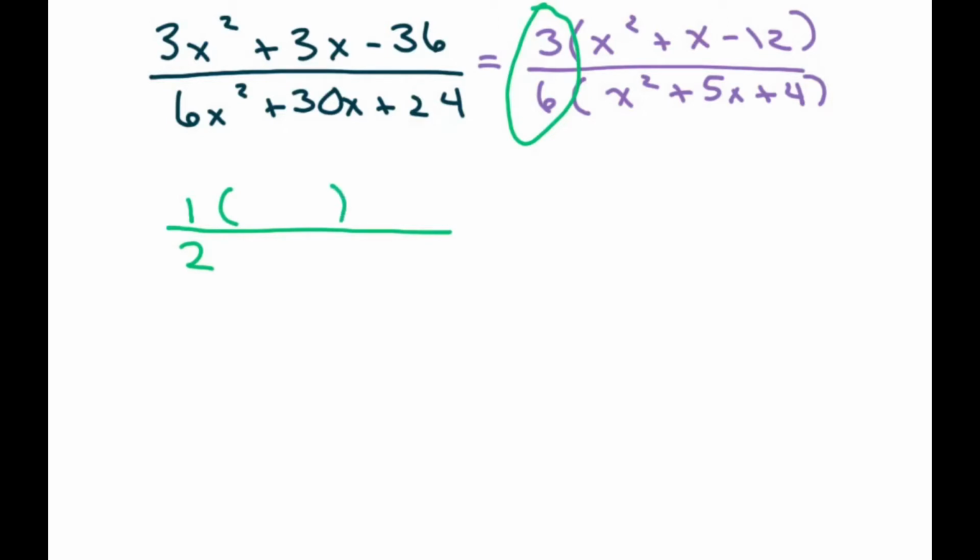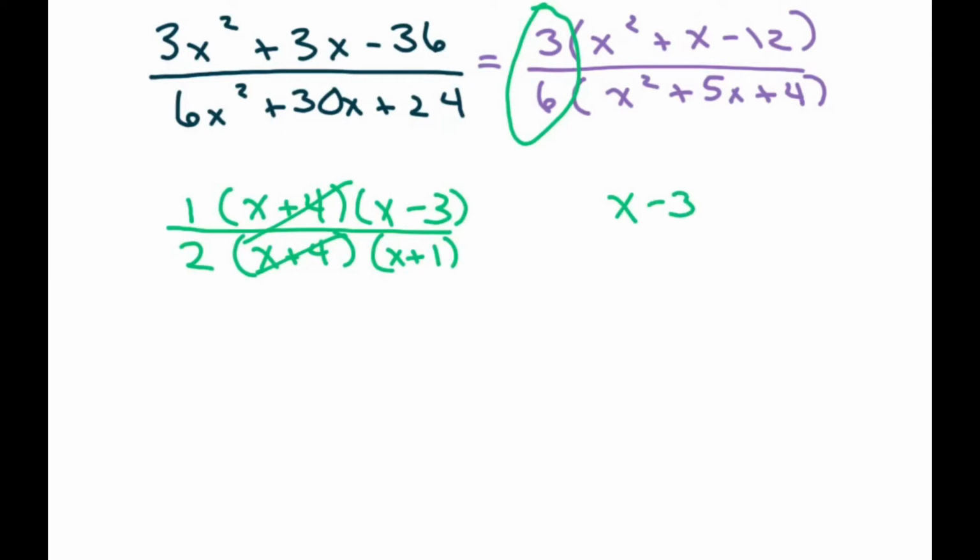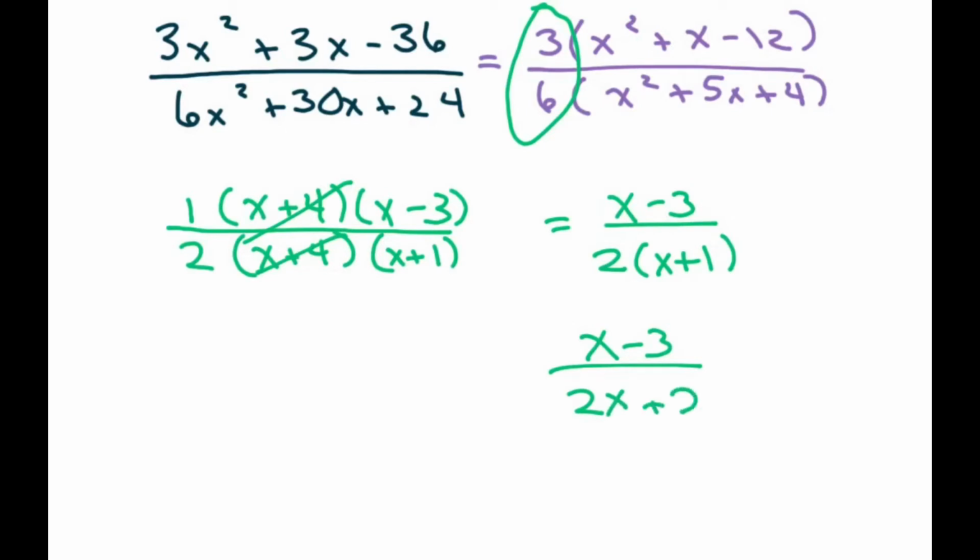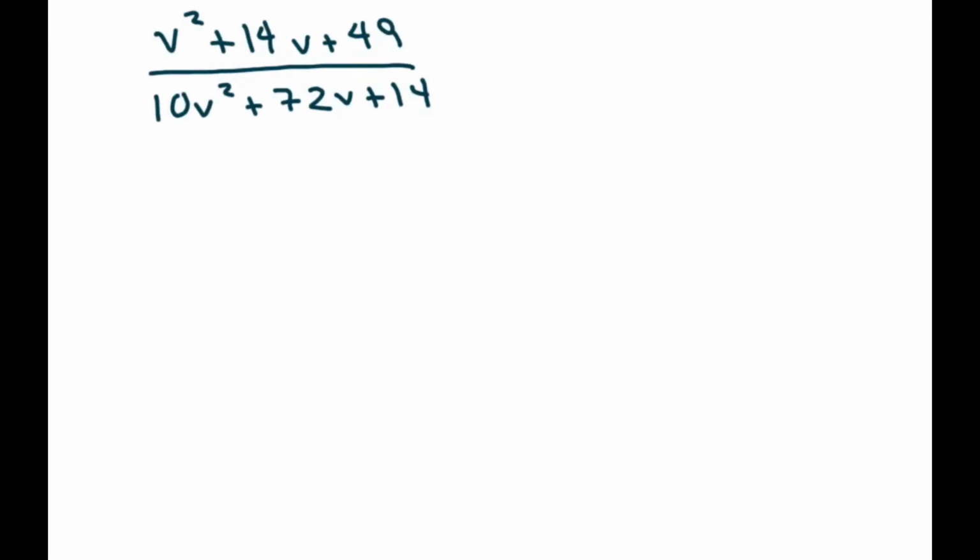And now factor that numerator. And so it's going to be x plus 4, x minus 3. And in the denominator, we're going to get x plus 4 and x plus 1. These two cancel. So my answer is going to be x minus 3 over 2 times x plus 1. And if you want to simplify that further, that would be x minus 3 over 2x plus 2. So either way, these are both equivalent. All right, the next one is here.